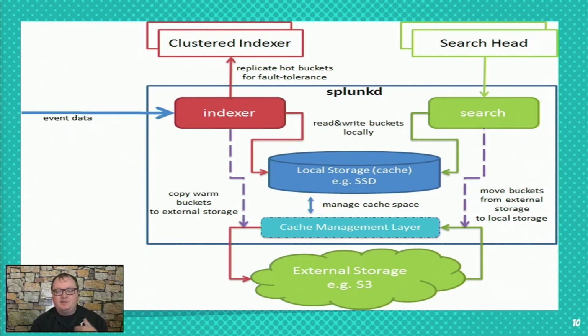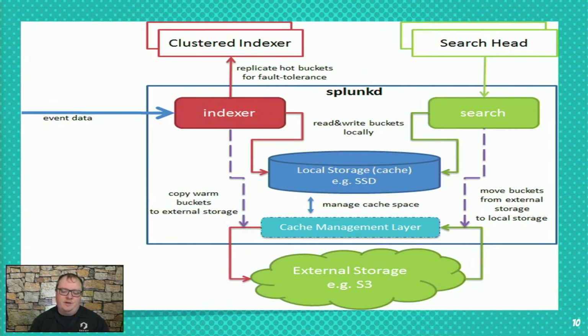So data keeps coming in and buckets keep rolling, slowly filling up the cache. When searches happen, the indexer will say, "Oh, I've got that locally, I'm just going to give you the results here." Or it'll say, "I don't have that, it's actually on the SmartStore." So it's got to pull that bucket out, put it on disk, and say, okay, here you go.